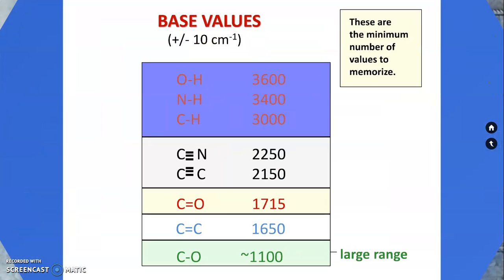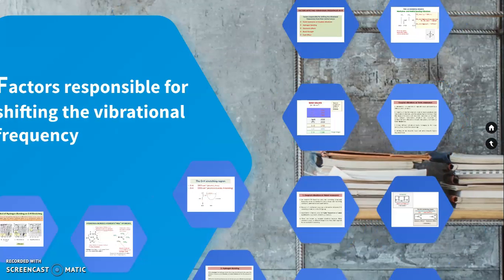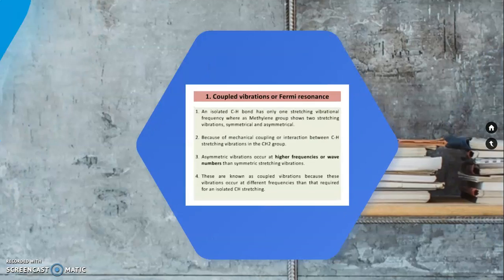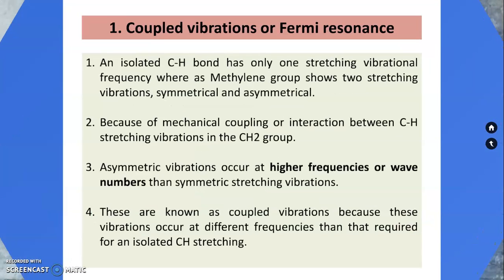So first of all, we should be aware of the basic values of the IR. You can see that OH has 3600, NH has 3400 and CH has 3000 centimeter inverse. Similarly, the other functional groups have their basic values. Now the first factor we will discuss is the Fermi resonance, also called coupling vibration.